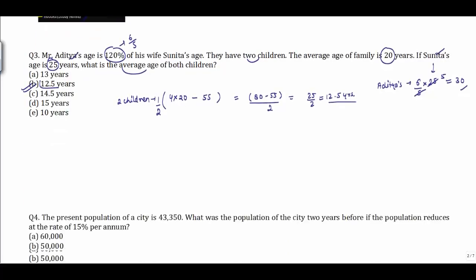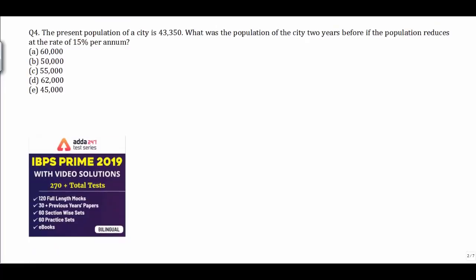Question number 4. The present population of a city is 43,350. What was the population of the city 2 years before, if the population reduces at the rate of 15% per annum? Okay, so population reduces at 15% per annum. 15% is what? 15% is 3 by 20.